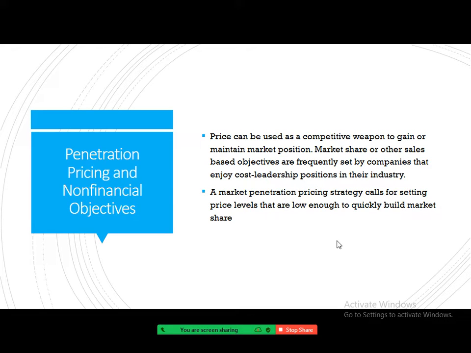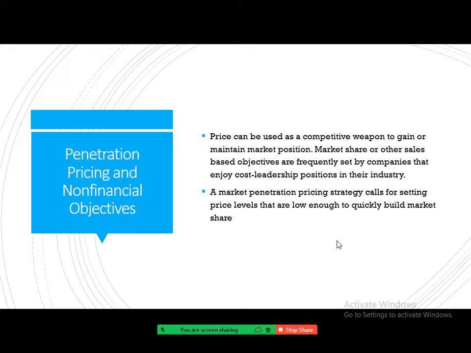The next strategy is market penetration strategy, so penetration pricing and non-financial objectives. Some companies pursue non-financial objectives with their pricing strategy. Price can be used as a competitive weapon to gain or maintain market position. Market share or other sales objectives are frequently set by companies that enjoy the cost leadership position in their industry.